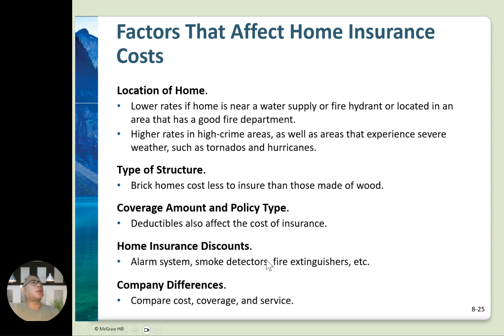All right, coverage and type of structure. A big home costs more to insure, and homes made of wood are different as well. A brick home usually costs less. Wood catches fire easily if there's any fire. The coverage amount, policy type, and deductible also affect the cost of insurance. For home insurance discounts, if you have an alarm, smoke detector, or fire extinguisher, you're going to get a discount. Company differences: compare cost, coverage, and service as well. Okay.